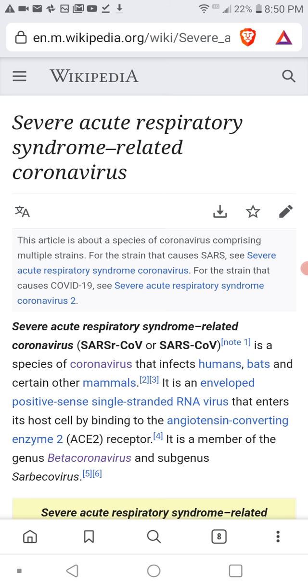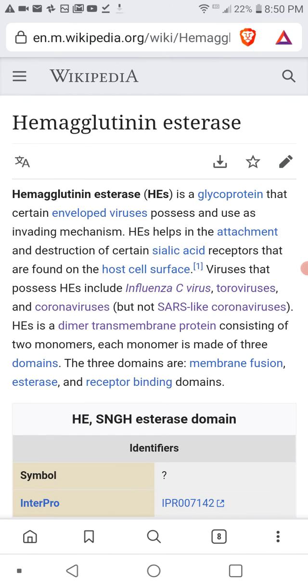What do we have right here? So one of the main components of influenza C is hemagglutinin-esterase fusion. Hemagglutinin-esterase, I mean to say, is the main component of influenza C coronavirus. But this Wikipedia says, but not SARS-like coronavirus. SARS-like coronavirus doesn't have hemagglutinin-esterase.